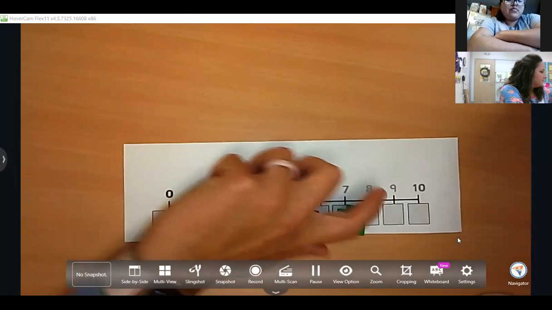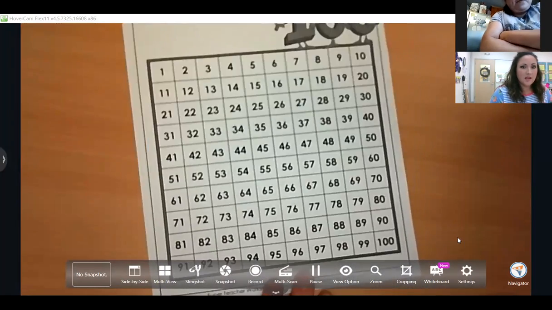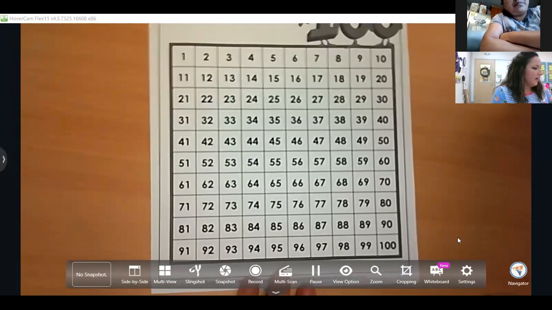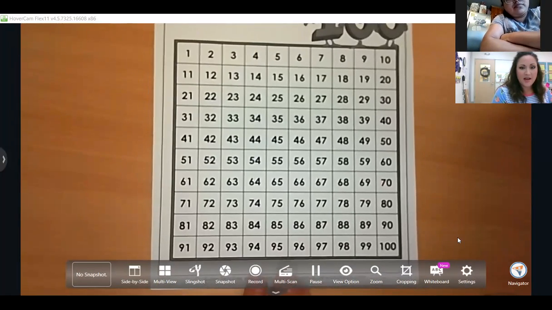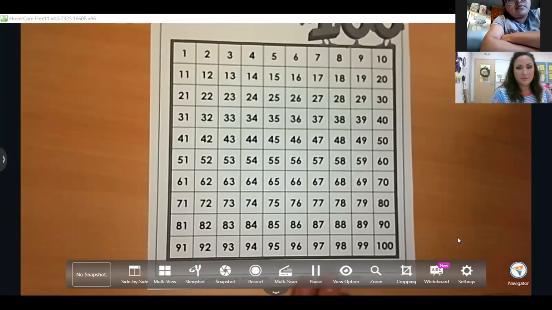Okay. We're going to move on to the hundreds chart. In 4K, they'll work on counting to 25. In 5K, they'll count all the way to 100. And I know I'm that proud parent that says, my kid can count to 100.